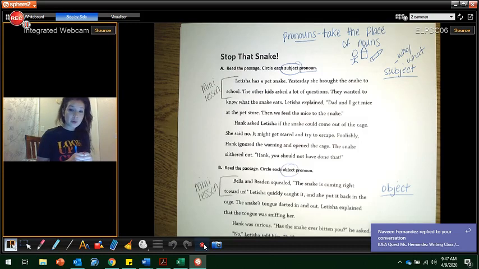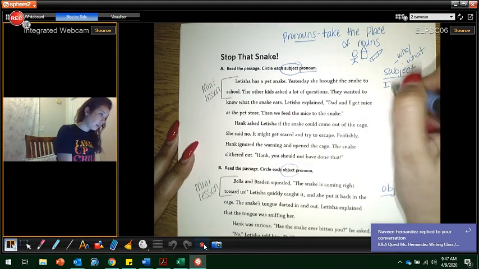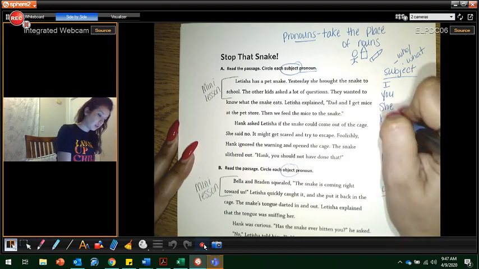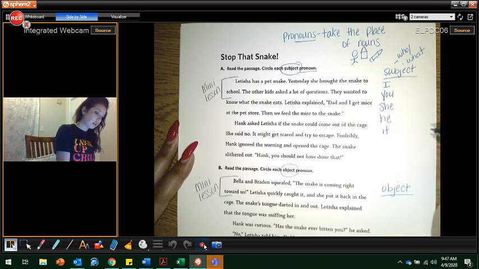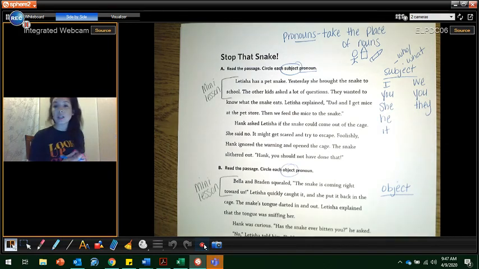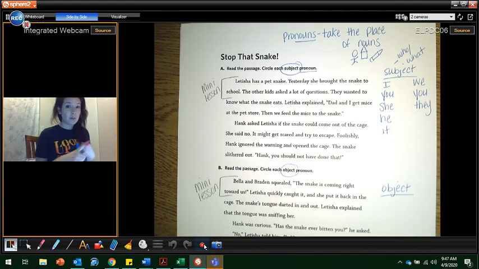Now, some subject pronouns that we have are I, you, she, he, it, we, you, and they can be considered plural. Now, you is in both because it can be one person or it can be many. It depends who they're speaking to, right? So if I say you, I need to make sure I'm talking to the whole class, right?